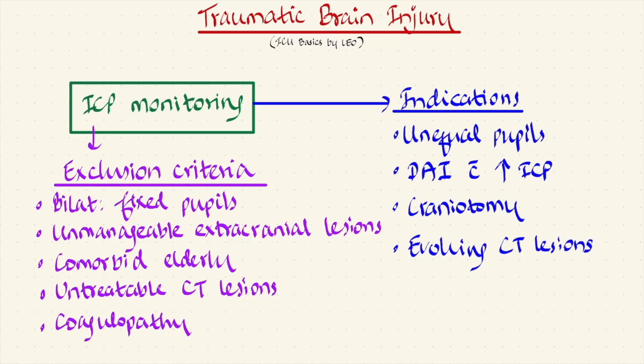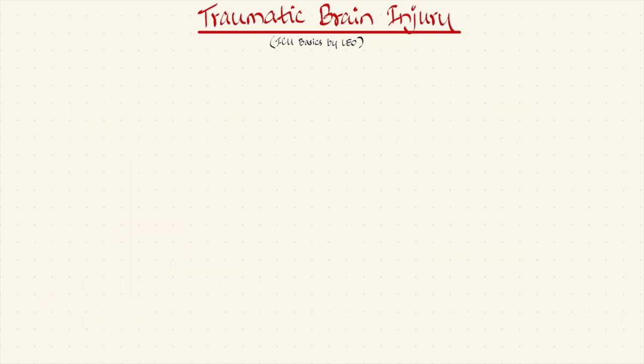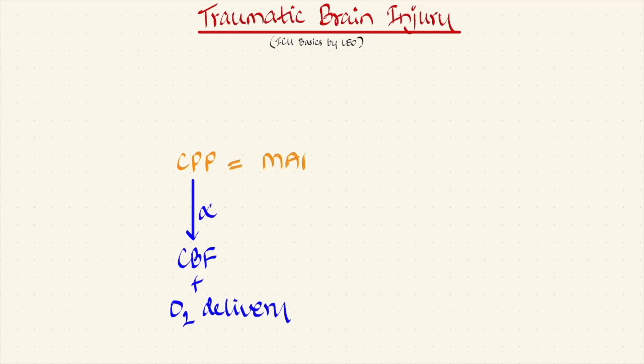Now, I would like to discuss how intracranial pressure plays an important role in affecting blood supply to the brain. Cerebral perfusion pressure is the net pressure gradient which causes cerebral blood flow and drives oxygen delivery to brain tissues. It is the difference between mean arterial pressure and intracranial pressure.